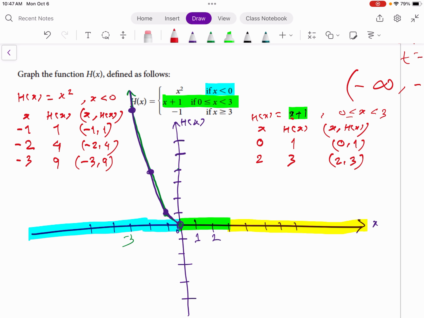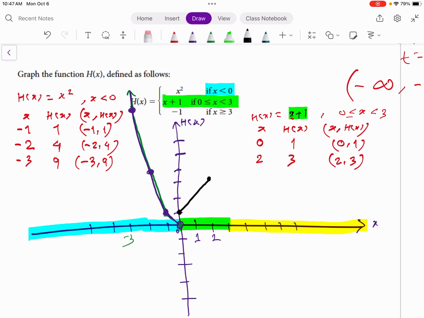Okay, let's plot these 2 points. So 0, 1. 0, 1 is on the y-axis. Okay, 2, 3. This is 2, 3. Now let's connect these 2 dots. We get a straight line.